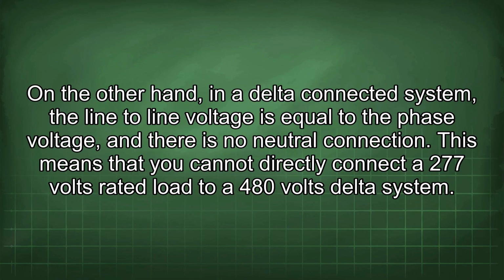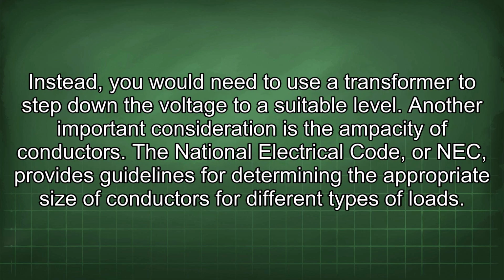On the other hand, in a delta-connected system, the line-to-line voltage is equal to the phase voltage, and there is no neutral connection. This means that you cannot directly connect a 277 volts rated load to a 480 volts delta system. Instead, you would need to use a transformer to step down the voltage to a suitable level.